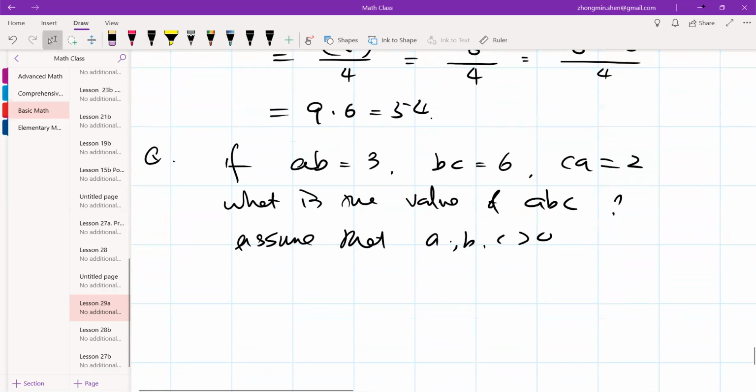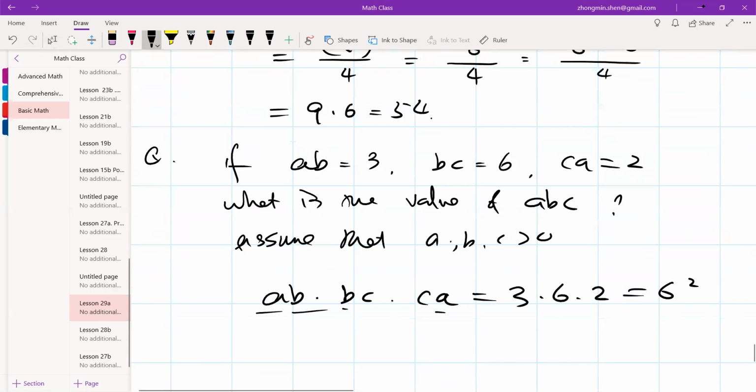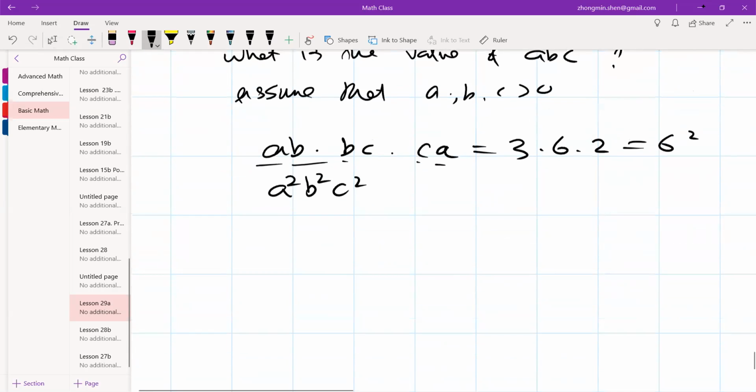All right, so the idea is, Kevin, even find all the solutions, all the possible values. You can find the ABC first, then find each individual. So A times B, B times C, C times A is 3 times 6 times 2. That's going to be 6 squared. Then on this side, you have A squared, B squared, C squared. Then ABC squared equals 6 squared.